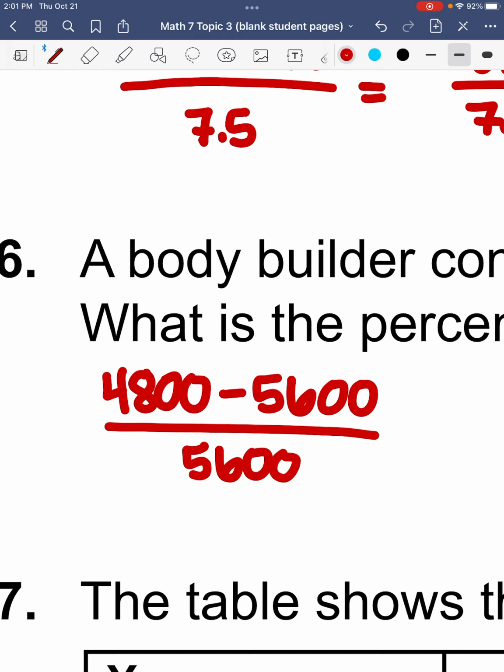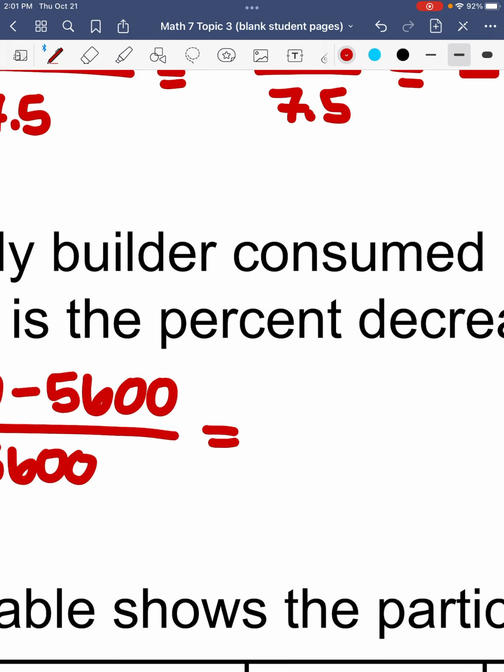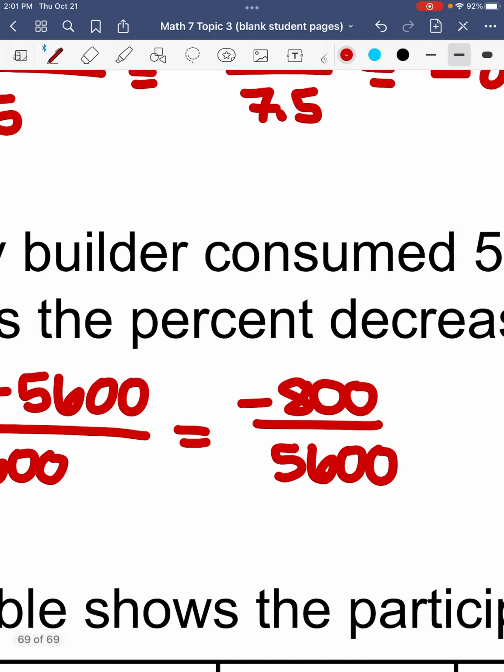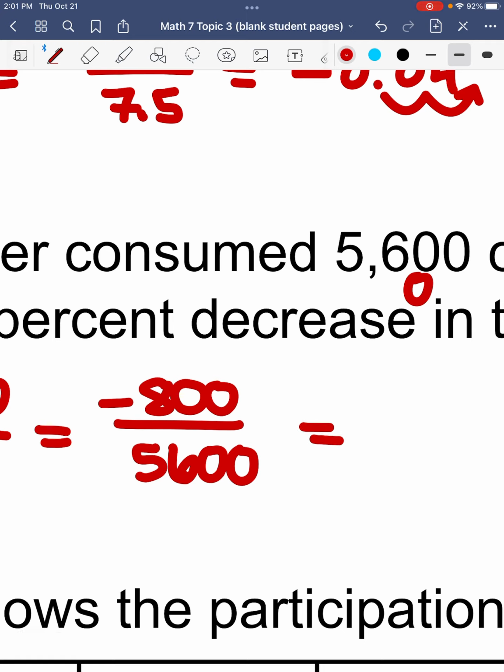So now I am ready to simplify. So 4,800 minus 5,600. If I put that into my calculator, I'm going to get negative 800. And I'm going to divide that by 5,600. So I'm ready to keep on going. So I'm going to put this into my calculator. We have negative 800 divided by 5,600.